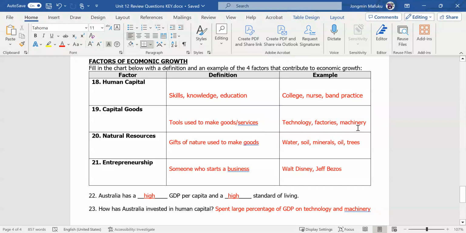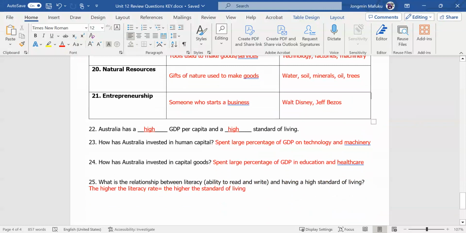Anyway, let's move on. Natural resources, simple. Things from nature: trees, water, grass, go touch it. Anyway, move on. Entrepreneurship. An entrepreneur is someone who starts a business. Examples: Walt Disney, Jeff Bezos, Elon Musk. I mean, you've got a lot of entrepreneurs. I hope one day some of you guys can be successful entrepreneurs too. I see a lot of potential in some of y'all.